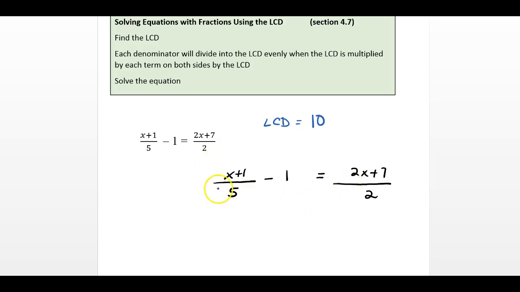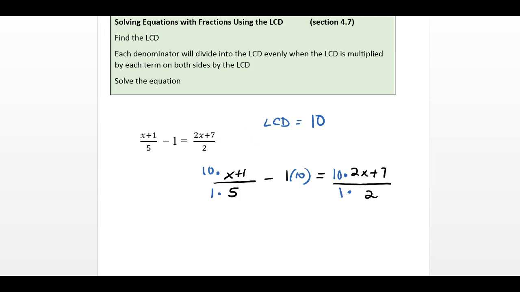So, since I'm multiplying times a fractional expression here, I'm going to also line up my 10 over 1, and I'm multiplying that times x plus 1 over 5. The next term is just the subtraction of 1, so it's just simply multiplying times 10. And then the last expression is a fractional expression, so I'm going to arrange it as if I'm multiplying times 10 over 1.